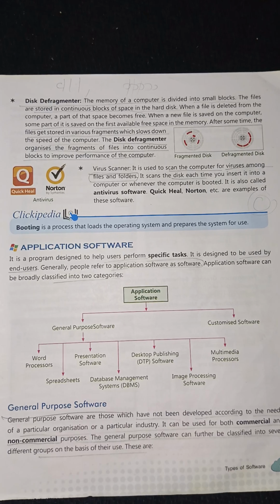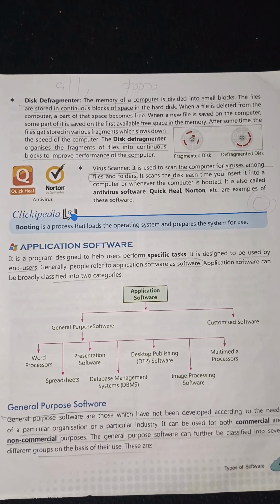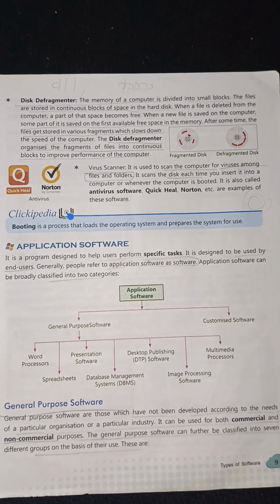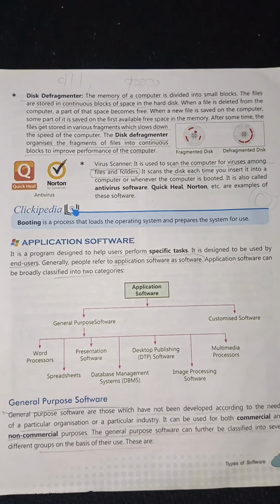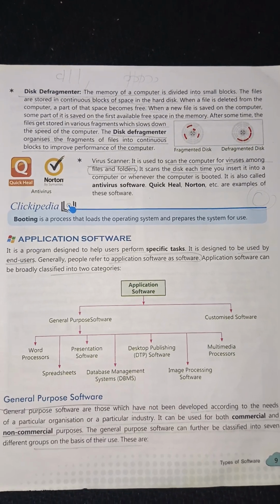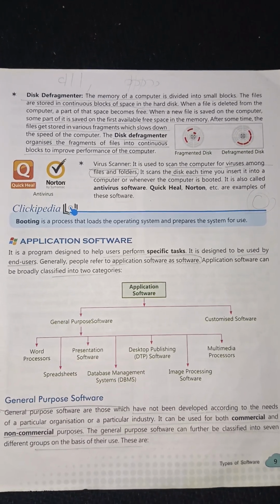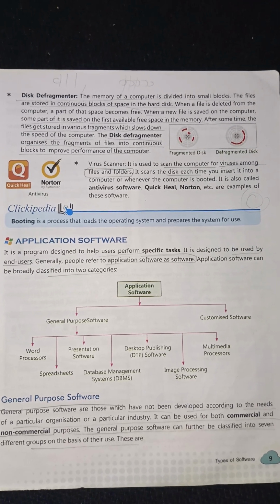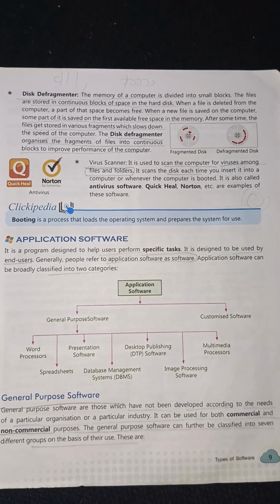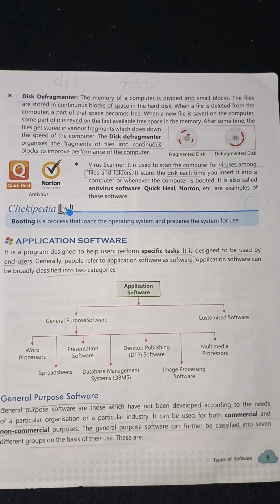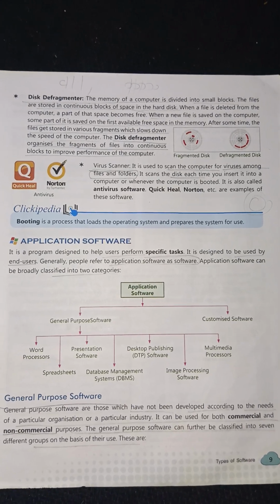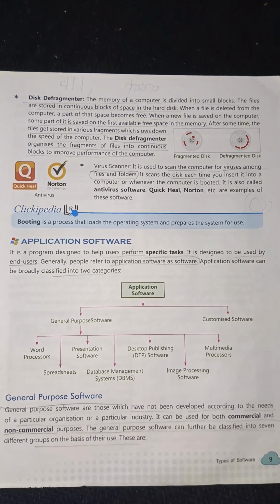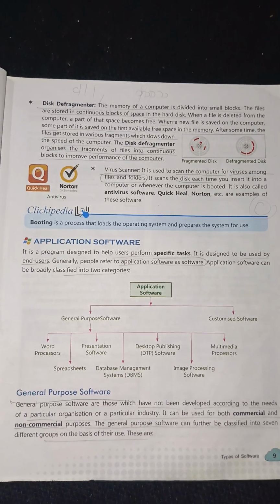What exactly is the application software? Application software is a program designed to perform specific tasks for users. It is designed to be used by end users. Generally, people refer to application software as software. Application software can be broadly classified into two categories, that is, general purpose software and customized software. General purpose software includes word processor, spreadsheet, presentation software, DBMS, that is database management system, DTP, that is desktop publishing software, image processing software, and multimedia software.